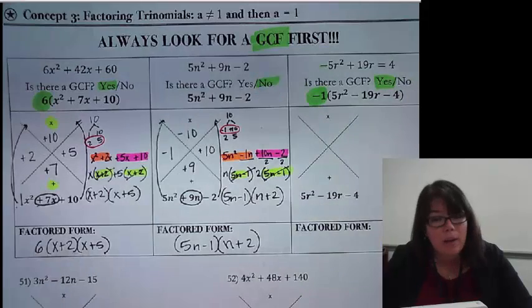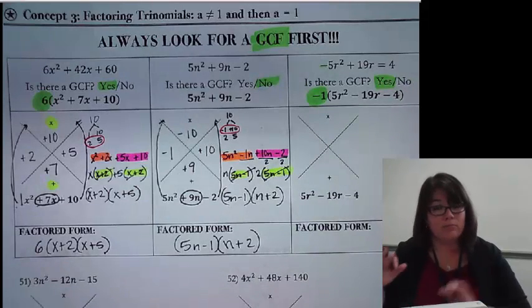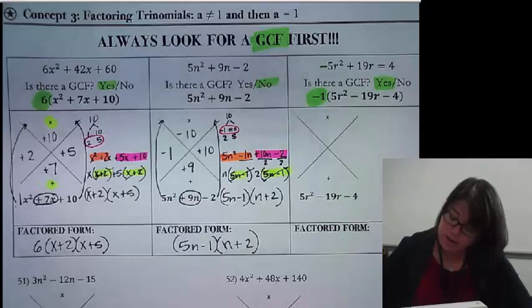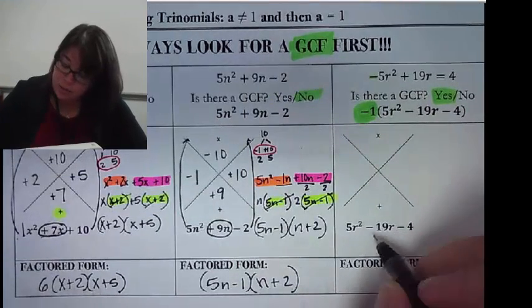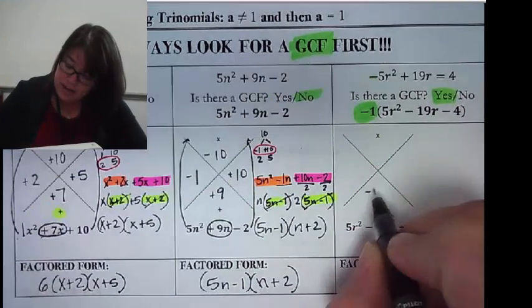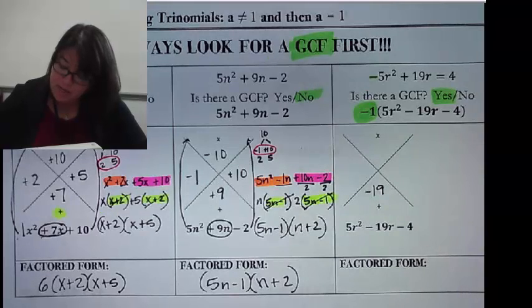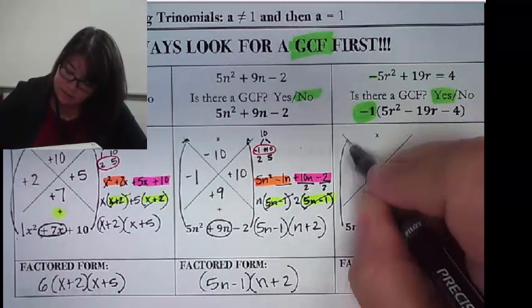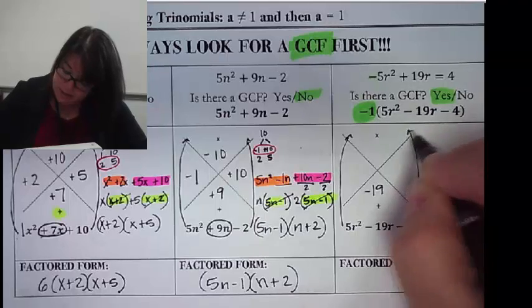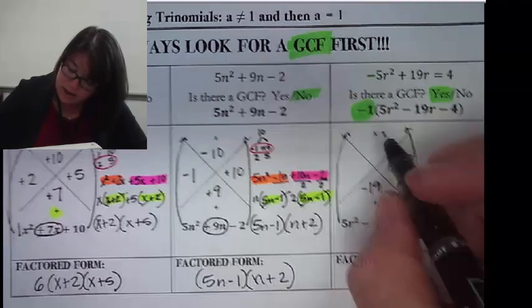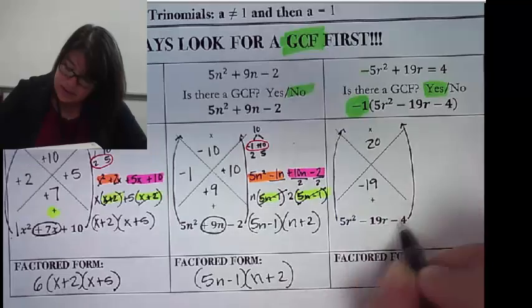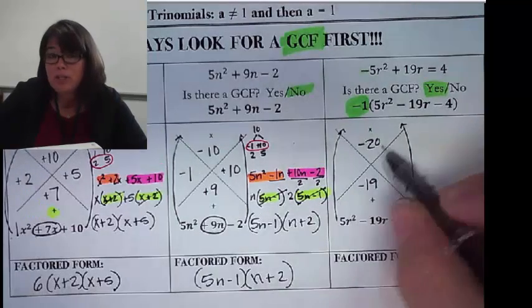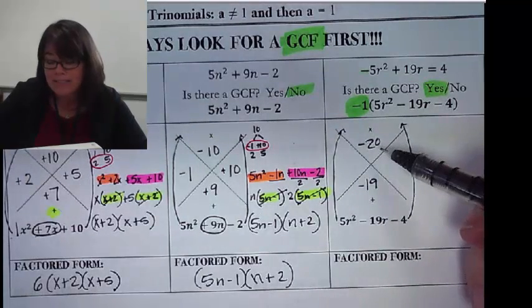And I don't have a greatest common factor, so I don't need to pull anything down. I'm done. So let's take a look at another example together. I need two numbers that will combine together to give me negative 19, and that will multiply together to give me, let's see, 5 times 4 is 20, and I have a positive times a negative is negative. So I need it to multiply to negative 20, combine to negative 19.